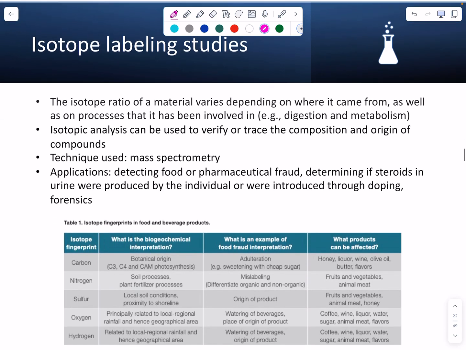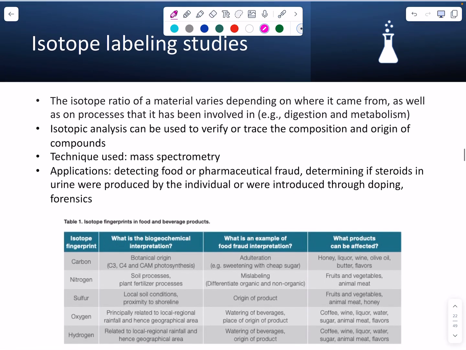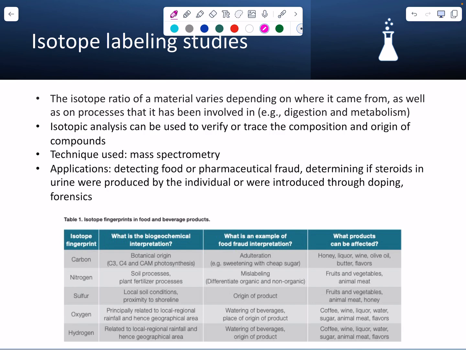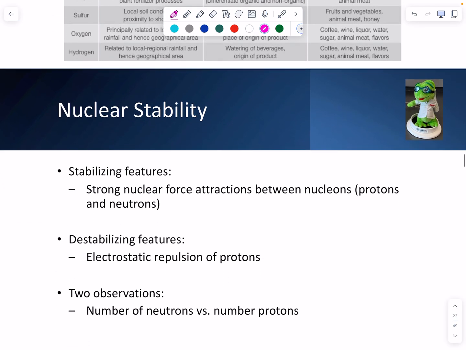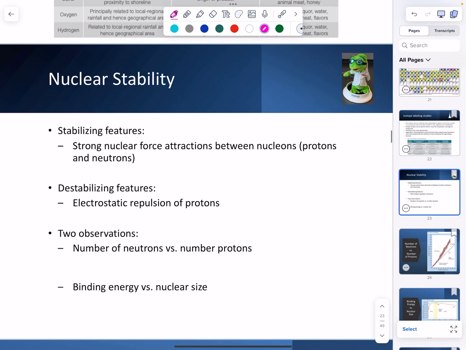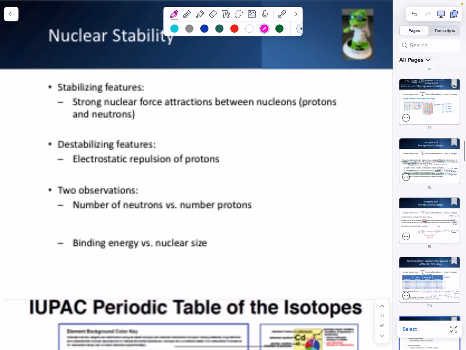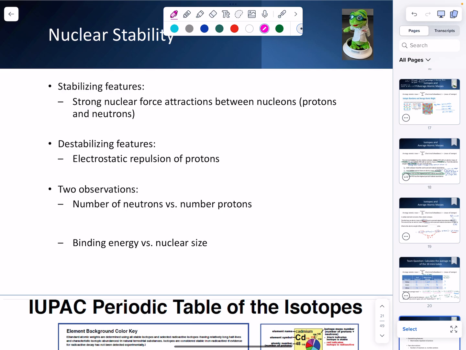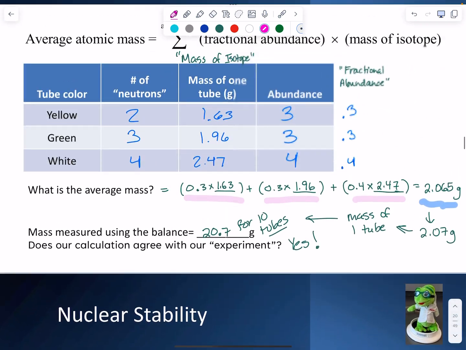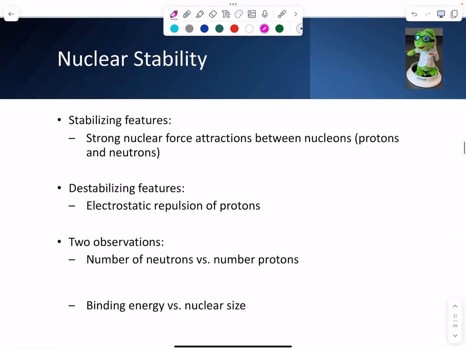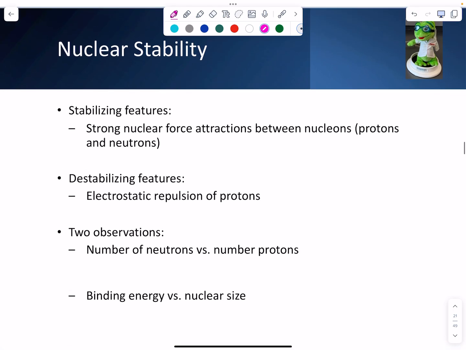I'll come back to how we use isotopes. I'm going to rearrange my slides a little bit. So we're going to talk first about stability, and then we'll talk about how we use isotopes, practically speaking, okay?